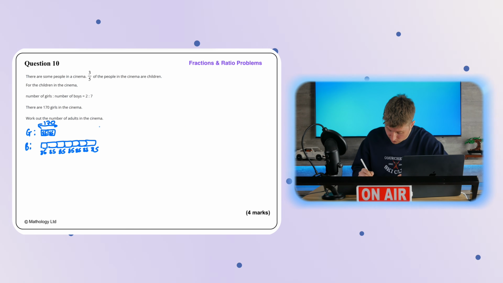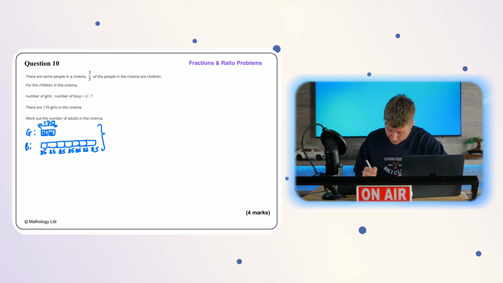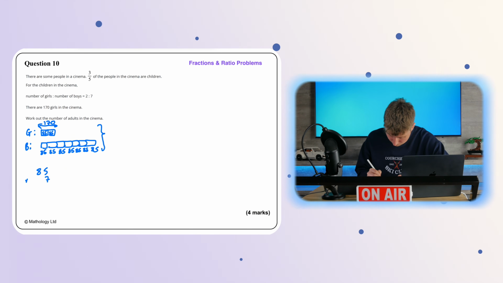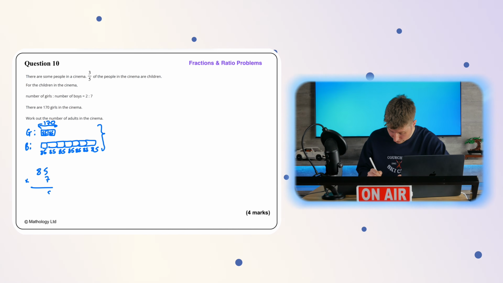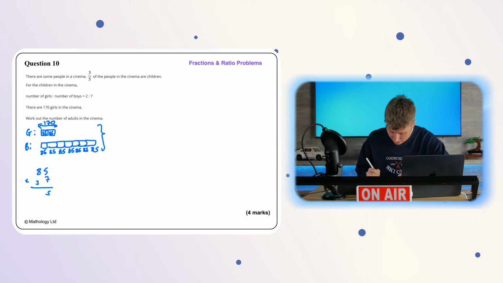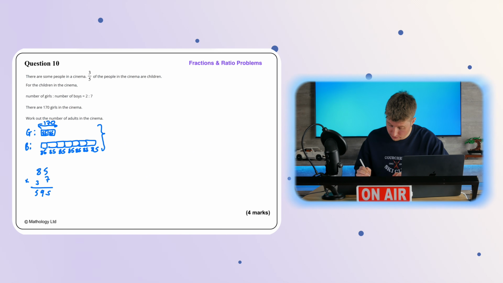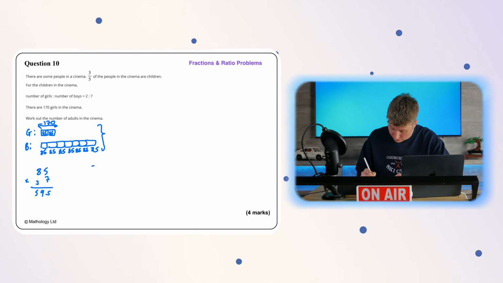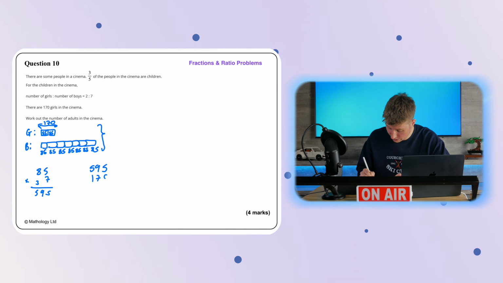We can find out what the total is by doing 85 multiplied by 7. So 7 times 5 is 35. 7 times 8 is 56. Add 3 is equal to 59. So we can work out the total number of children in the cinema if we do 595 plus 170.